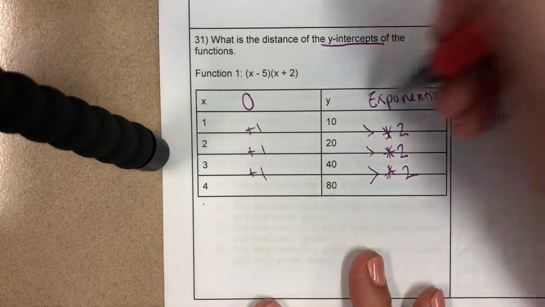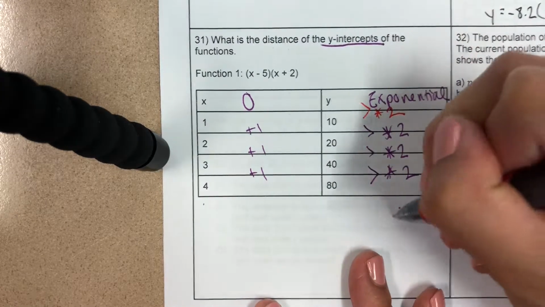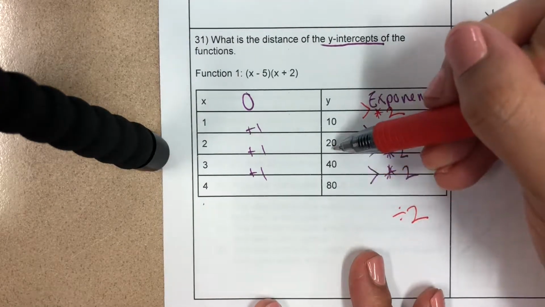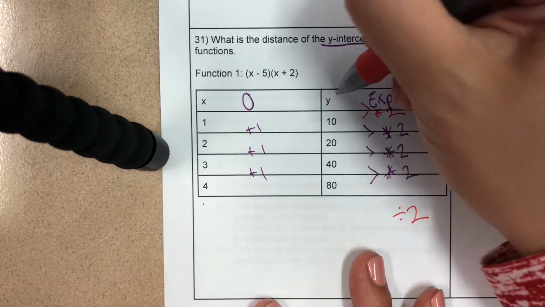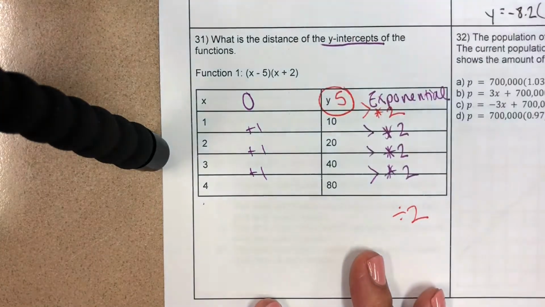Okay, so if it's looking for the y-intercept, that means x is going to equal 0. If x equals 0, how do I go backwards from times 2? I'm going to divide by 2. So 80, 40, 20, 10, and then half of 10 is 5. So my y-intercept right here for the table is going to be 5.